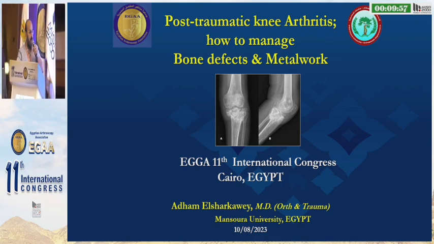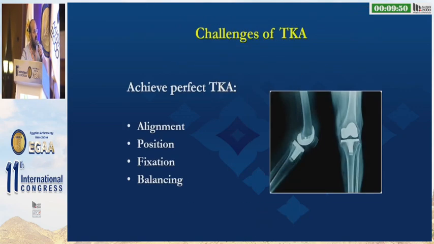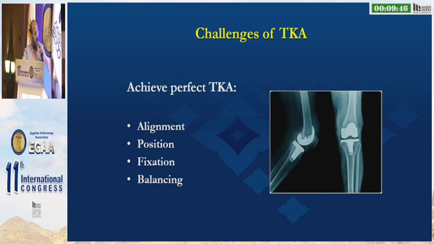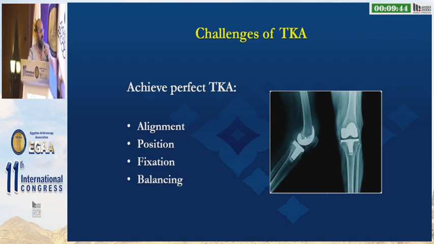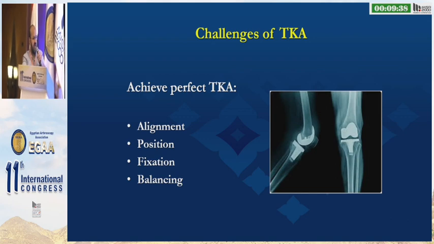أنا هتكلم عن البوست تروماتيك knee arthritis, how to manage bone defects and work. زي ما سمعنا من الدكتور طارق في آخر سلايد, to achieve a perfect total knee, you have to have a proper lower limb mechanical alignment, and you have to have a good positioning of the components and the proper fixation of the metal to the bone and appropriate soft tissue balance.